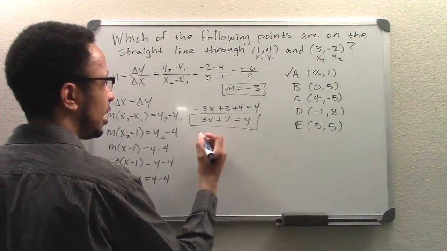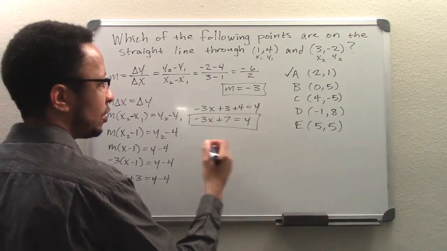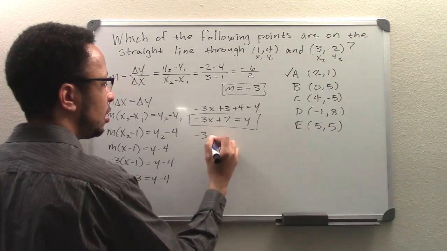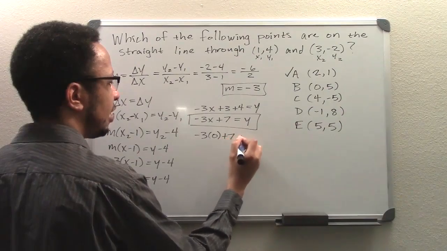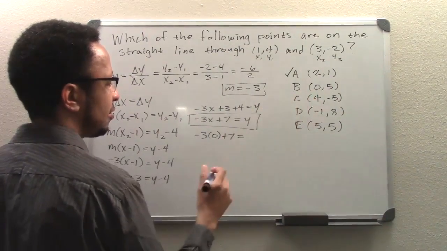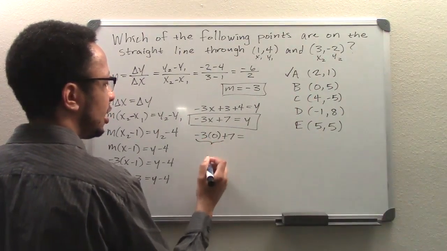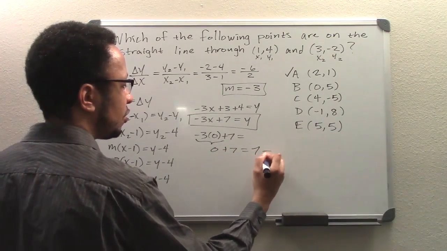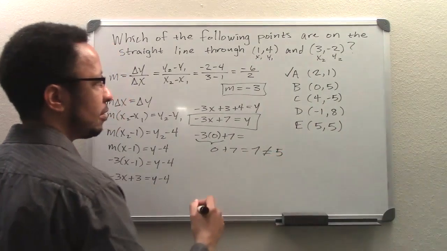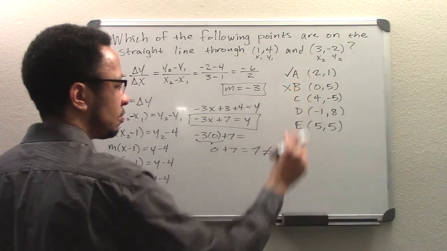Next, we'll go ahead and do the same thing with the rest of them. So for B, we have negative 3 times 0 plus 7. Does it yield us 5? Well, anything times 0 is 0, plus 7 equals 7, which is not equal to 5. So that's not one of them.